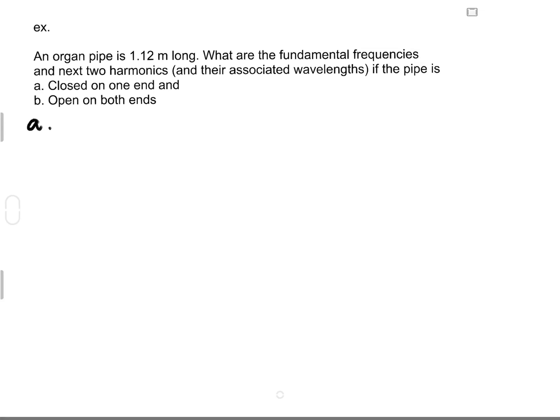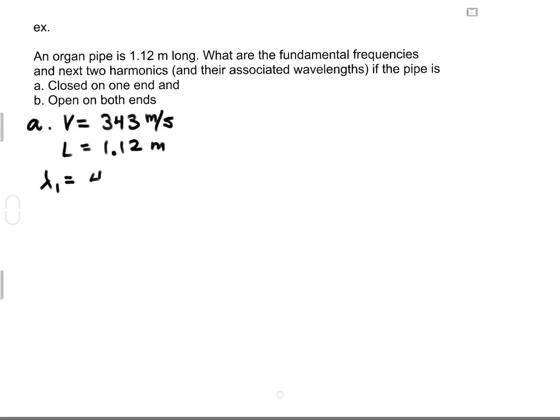So we're going to use that number for both parts A and B. Here's what we know. The speed of sound is 343 meters per second, and the length of the pipe is 1.12 meters. All right, so for part A, we're looking at closed on one end. Remember, this is when we only see our odd number harmonics. Let's calculate our first wavelength first.